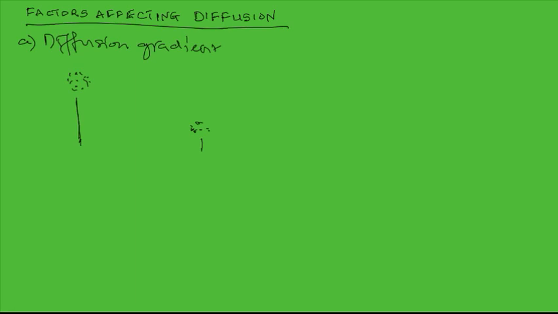Here there is this gradient, so let's call it gradient A, and another one that is gradient B. Now, the greater the gradient, the higher the rate of diffusion. Gradient A is steeper and greater than gradient B.